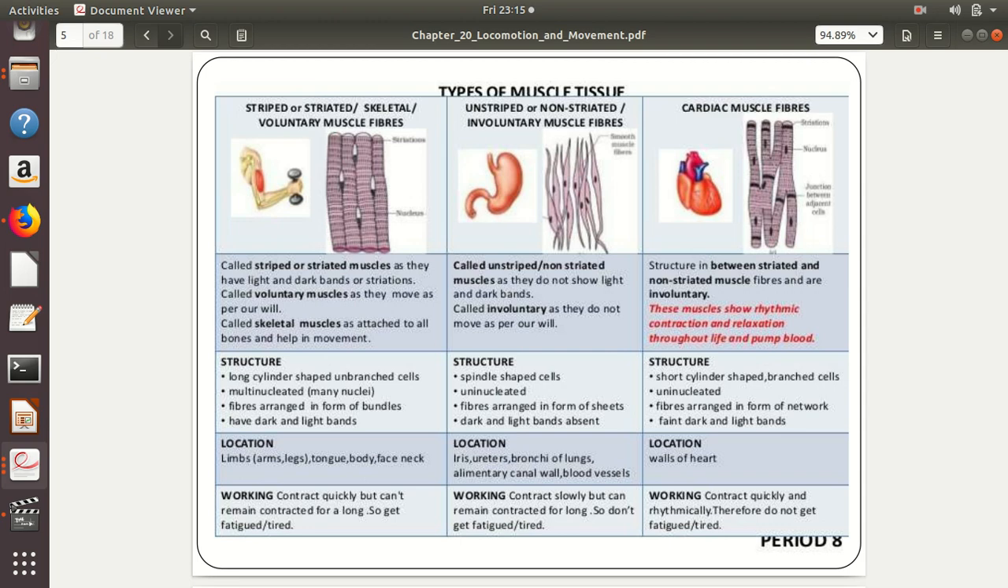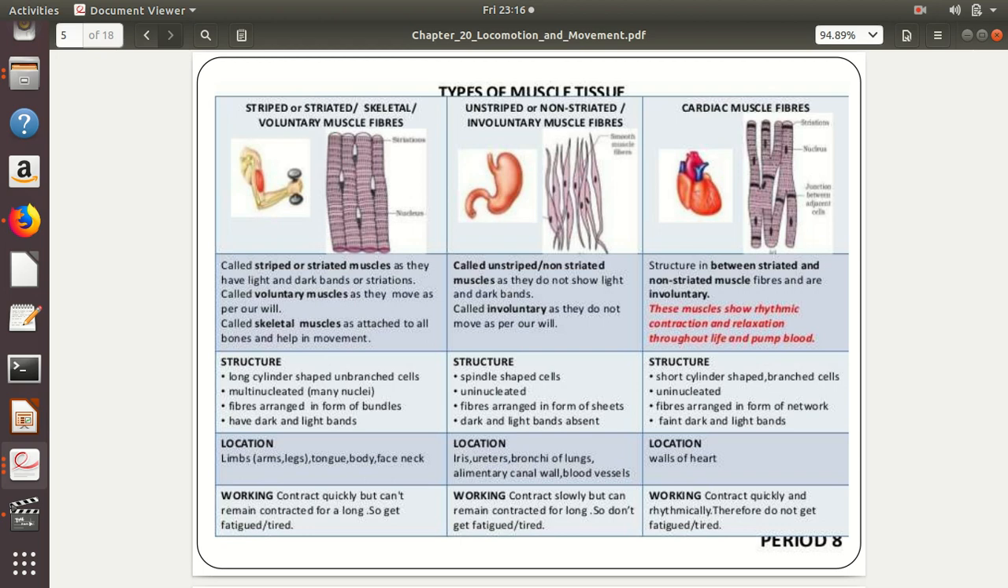Now the unstriped, non-striated or involuntary muscle fibers are called unstriped or non-striated because they do not exhibit light and dark bands. They are called involuntary as they are not under our control and do not exhibit voluntary movement. The structure of smooth muscles is spindle-shaped cells. They are uninucleated and the fibers are arranged in sheets. Dark and light bands are absent. They are usually located in the iris, ureter, bronchi of lungs, alimentary canal wall and blood vessels. They contract slowly but can remain contracted for long. They do not get fatigued or tired.